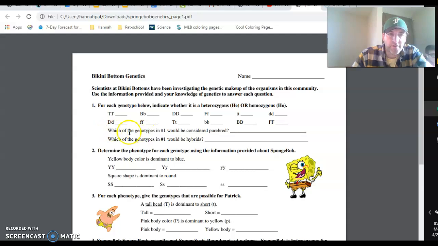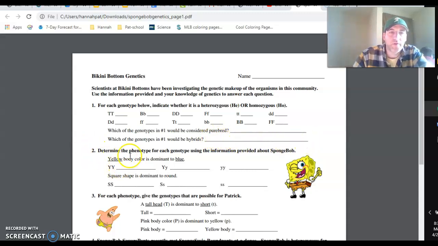On the next set of questions, purebred and hybrid. Purebred is simply another way of saying homozygous. So you're just going to list the ones that you wrote HO for on this line. Hybrid is sort of a synonym to heterozygous, and so all of the ones that you wrote HE for, you would list on this line.